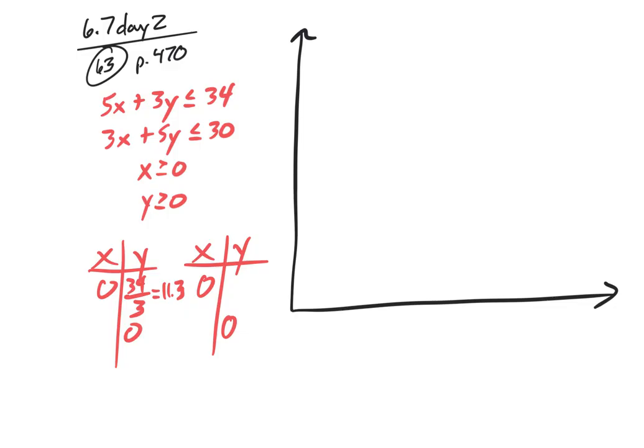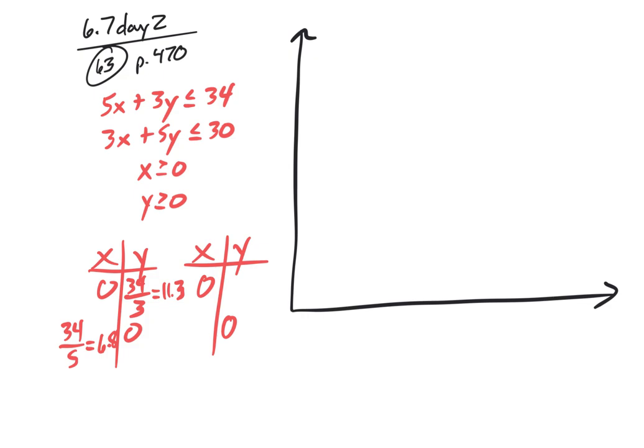If I plug 0 in for y, I'm going to cover this up, and then I have 5x is equal to 34, basically. So I have 34 divided by 5, which is 6.8. Fraction and the decimal.